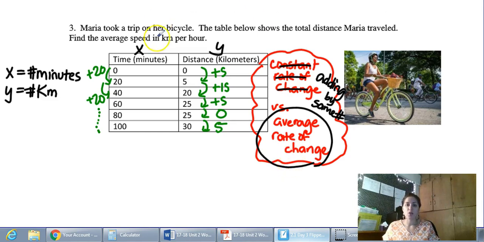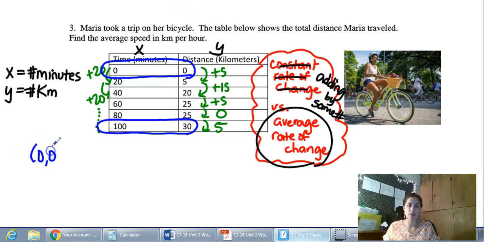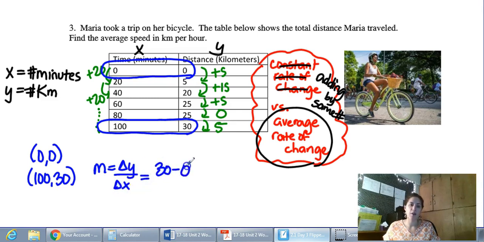To do that, we will use the first and last ordered pair. So we're going to use (0, 0) and (100, 30). I've defined my variables. I got my 2 points. Now let's calculate. m equals change in y divided by change in x. That's going to be 30 minus 0 divided by 100 minus 0.